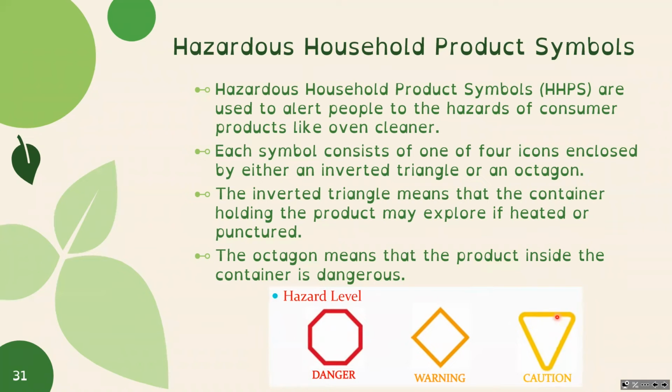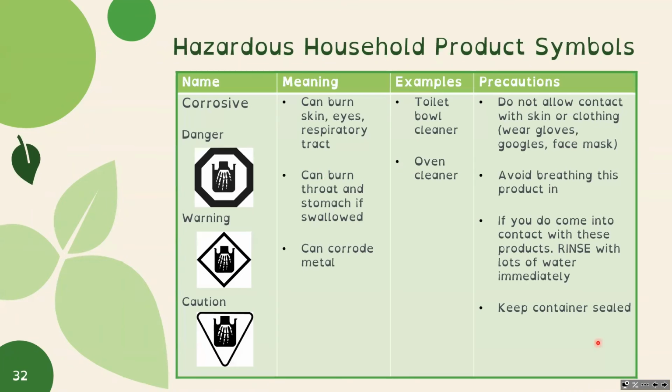But anyway, a triangle is generally situated such that the flat side is at the top and the point is at the bottom. Okay, so let's look at what these signs are. A product can have more than one. It can have one up to all 4 of these signs on it, depending on what the product is. So first we have corrosive.